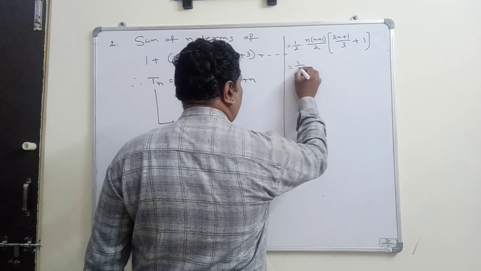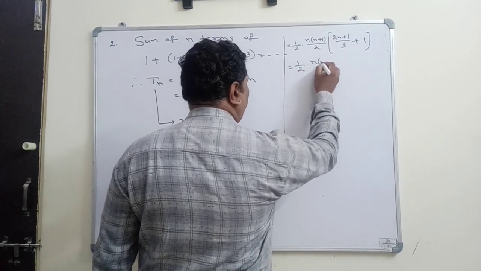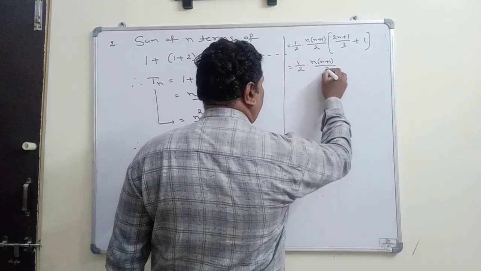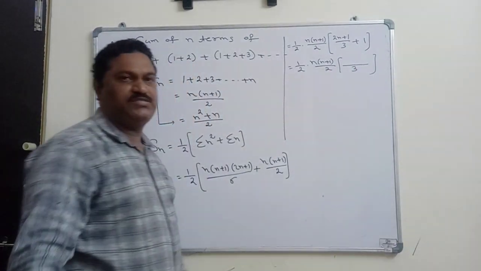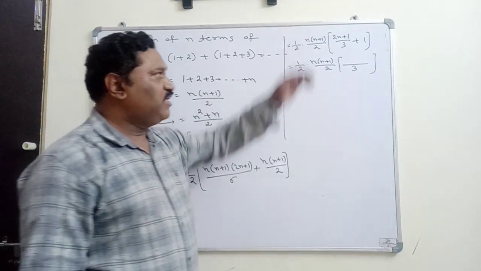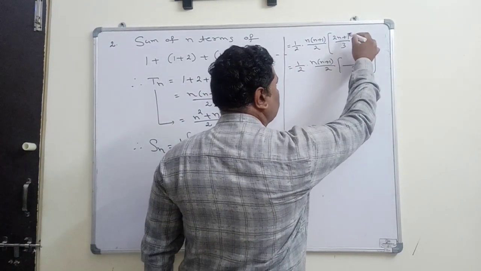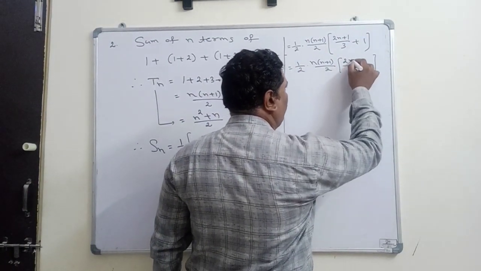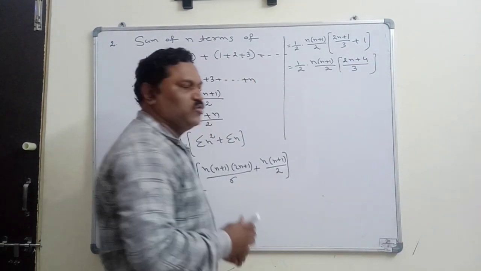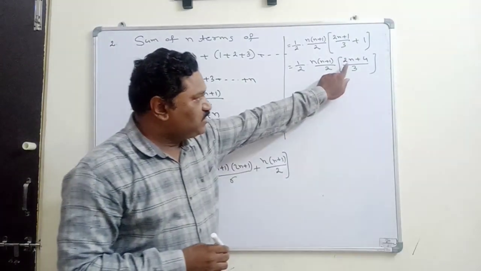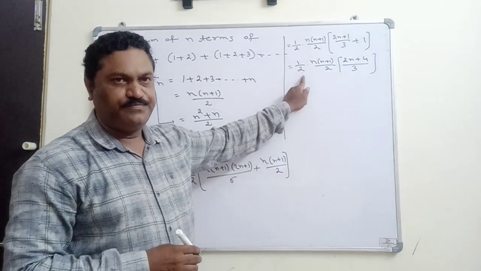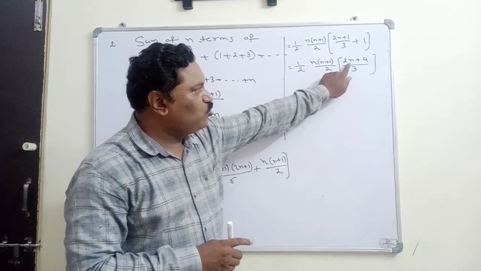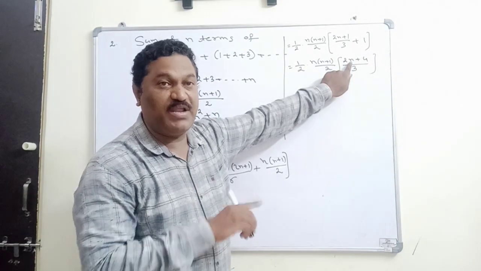So it is 1 by 2 into n plus 1 by 2 into, here LCM is 3. Take LCM as 3. Then the numerator will be 2n plus 1 plus 3, that is 2n plus 4. Now from these two terms 2n plus 4, I can take the 2 common. The 2 gets cancelled. If we take the 2 common, remaining here we will get n plus 2.